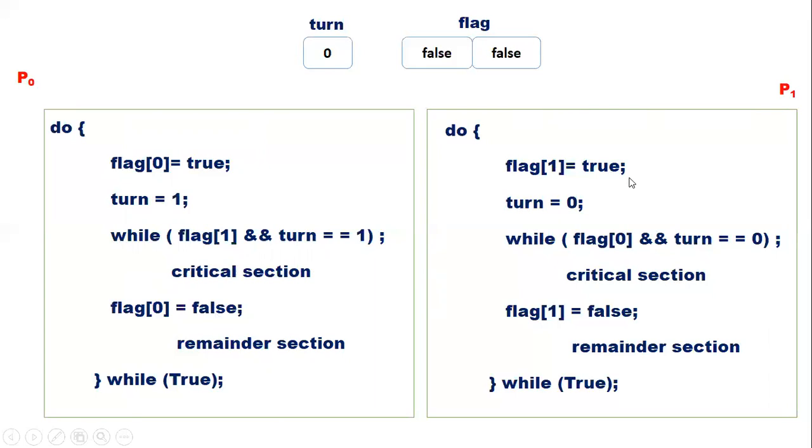Similarly, whenever the process P1 wants to enter the critical section, flag of 1 is set to true. And then it sets the turn to 0. Then again, it checks flag of 0 and turn equal to 0. If both the conditions are true, then P1 has to wait. If any one of these conditions is false, that means P1 can execute its critical section. On exit from the critical section, it sets its own flag to false, and then it executes the remainder section. So turn and flag are the global variables that are shared by both P0 and P1.